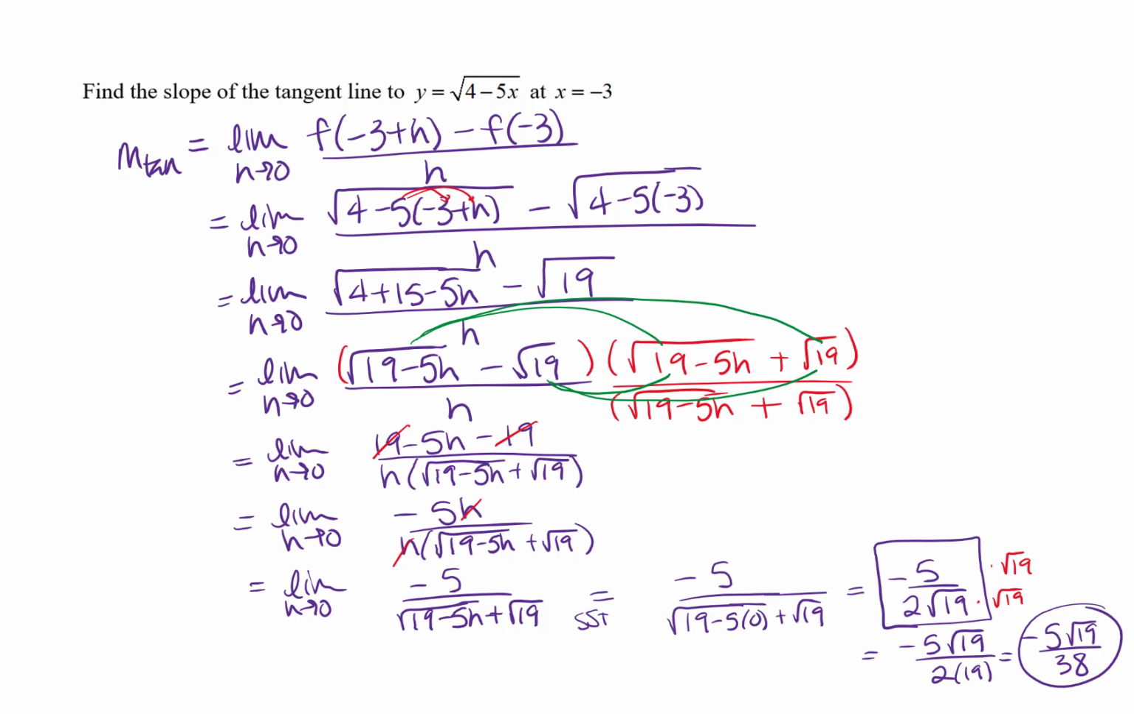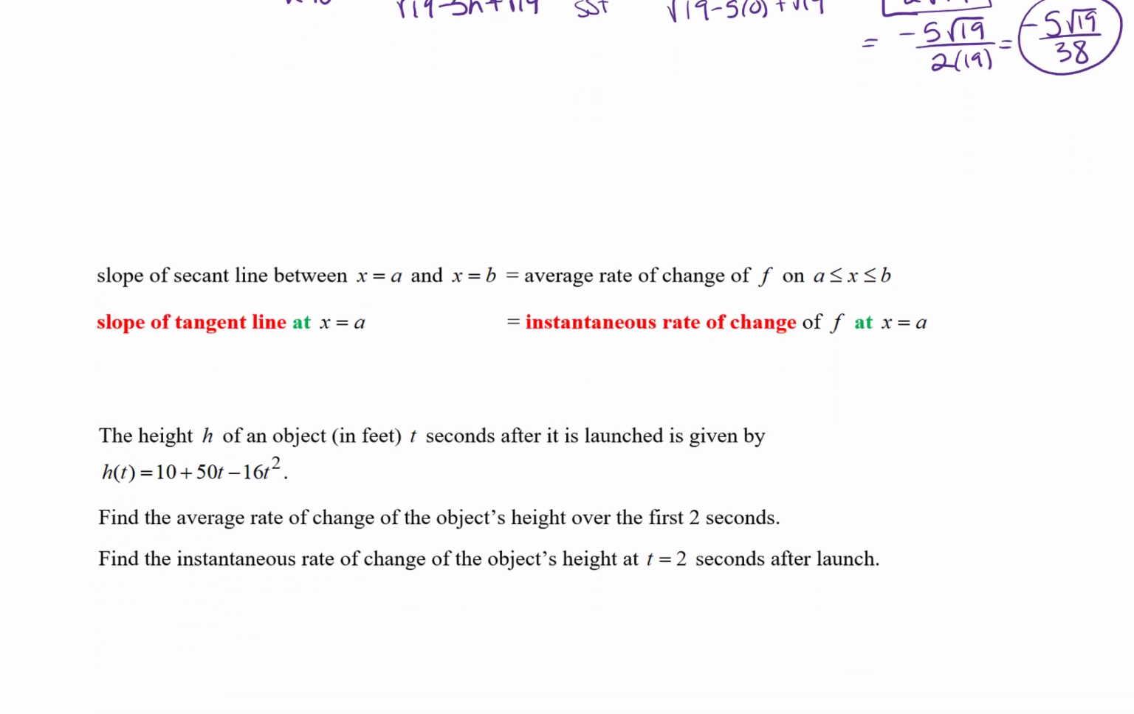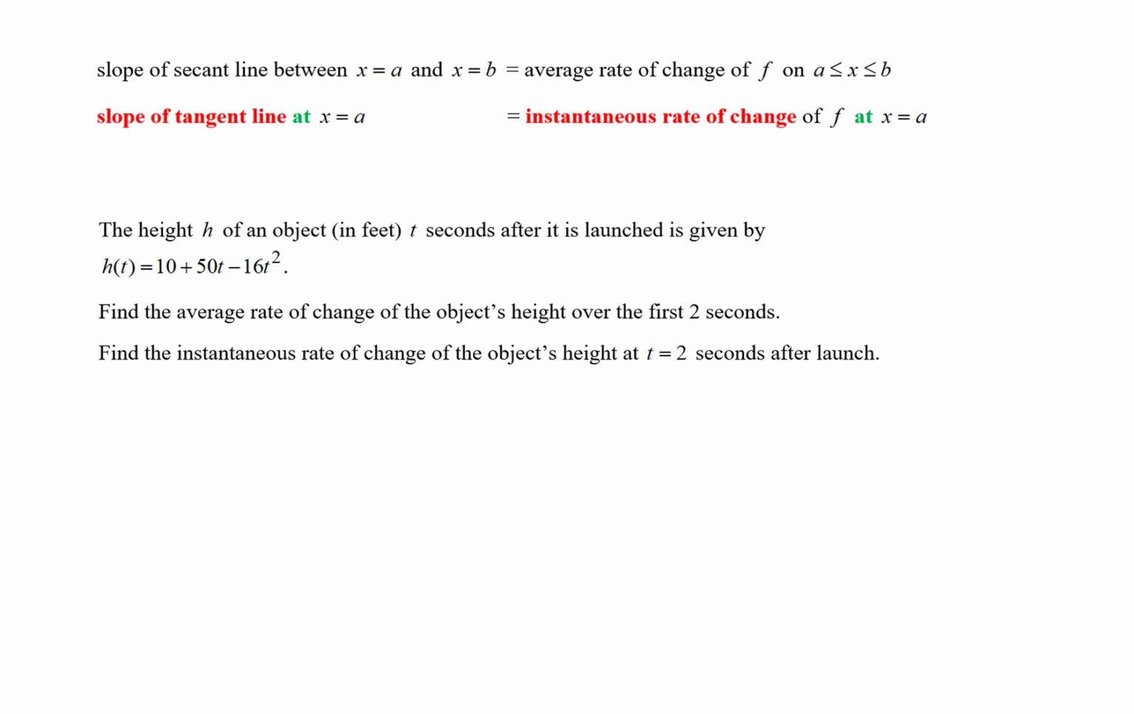Okay, so we're going to look at one other sort of interpretation of what these things mean when we talk about this. So there's an important idea up here at the top and then an example problem that we will look at. Okay, so when we first started talking about secant and tangent lines, we talked about the slope of a secant line being the same thing as an average rate of change. Slope of a secant line is an average rate of change of a function on an interval.